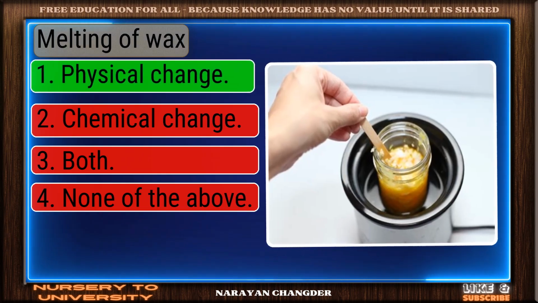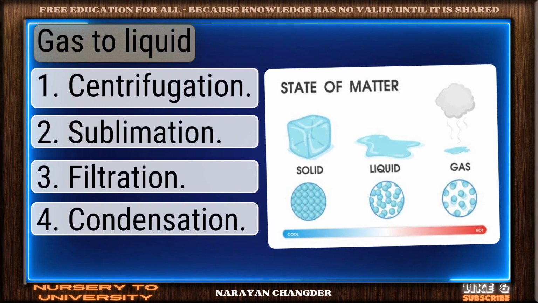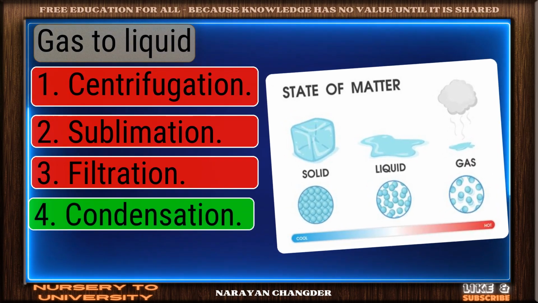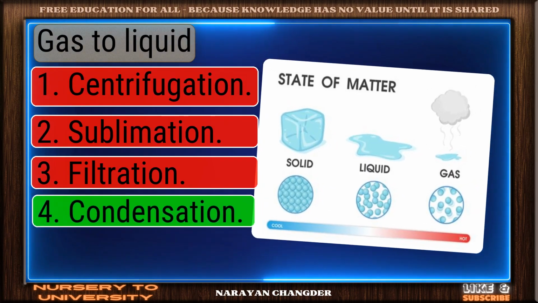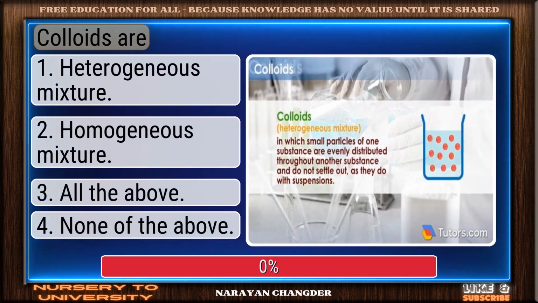Perfect. Physical change is the correct choice. Question number 297. Gas to liquid. Smart pick. Condensation is the correct choice. Question number 298. Colloids are?